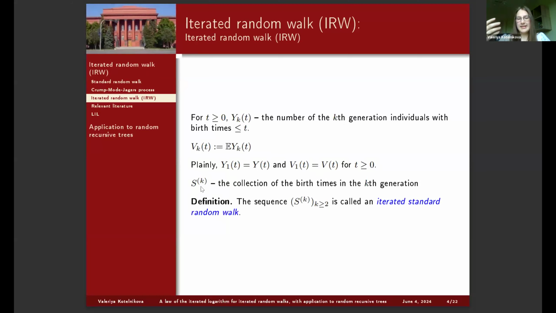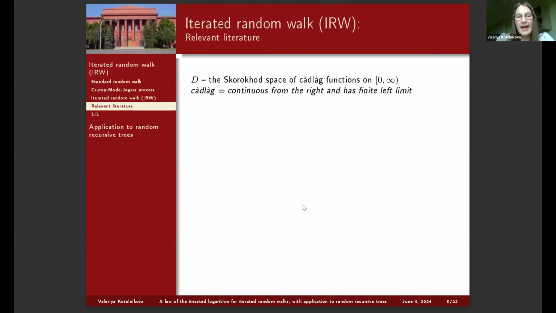And let's denote by Sk the birth times in the k-th generation in arbitrary order. Then this sequence Sk is called an iterated standard random walk. Before stating our law of iterated logarithm for it, let's overview some important results which have already been known for iterated random walks. I'm going to mention the limit theorems, which are pretty close to the law of iterated logarithm, or some auxiliary results which we were using in our paper.